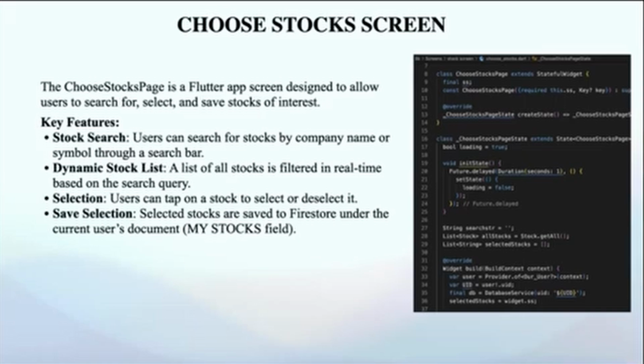Next, we see the choose stock screen. So this is a Flutter app screen that is designed to allow users to search for, select, and save stocks they are interested in. The key features here are a search bar where users can type in and search for stocks. Then we have a dynamic stock list, where the list is filtered in real time based on the search query. Users can tap on a stock to either select or deselect it. And finally, the selected stocks are saved to Firestore under the current user's document, specifically in the My Stocks field.